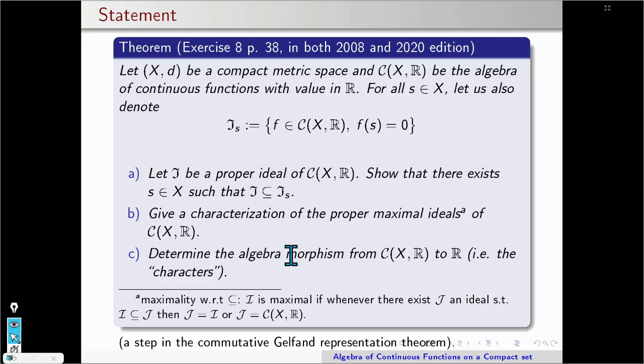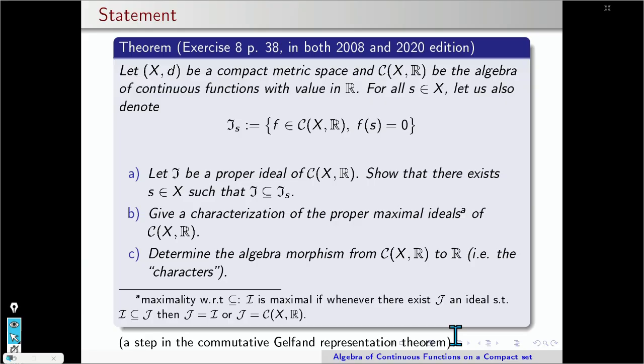So the correspondence between algebra morphisms, ideals, and points is at the heart of commutative algebra and algebraic geometry. So maybe not necessarily with a maximal property. Let me just mention, for example, the definition of the spectrum of a ring. It is just a set of prime ideals. So those are the main ingredients of the commutative Gelfand representation theorem.